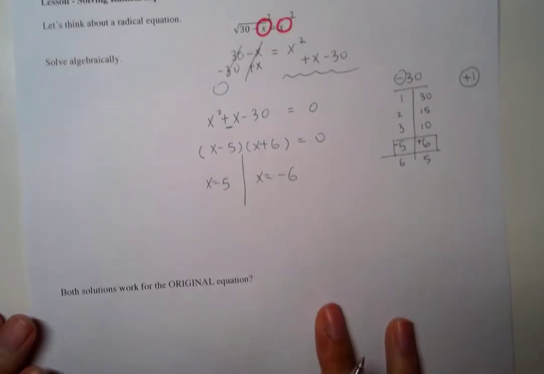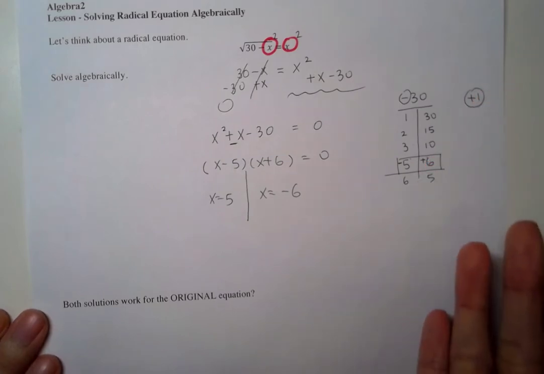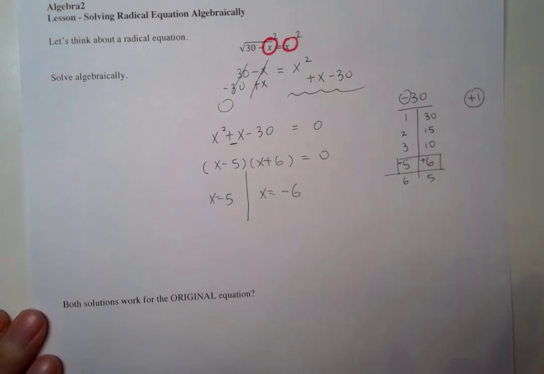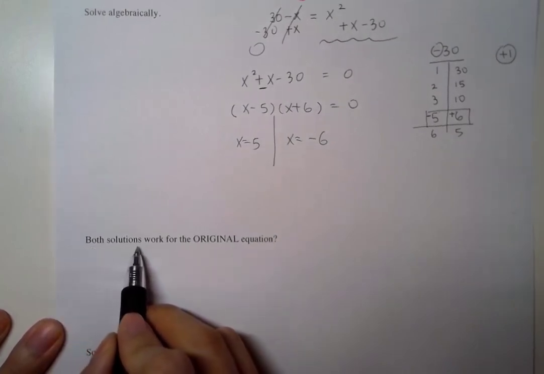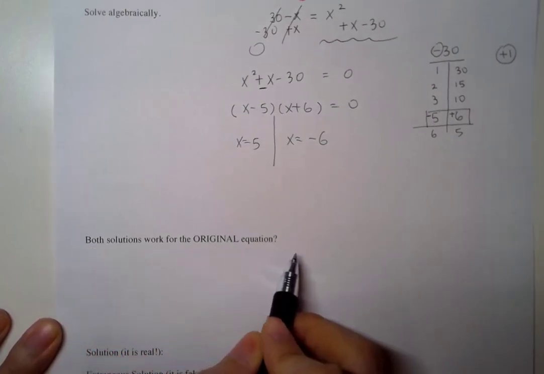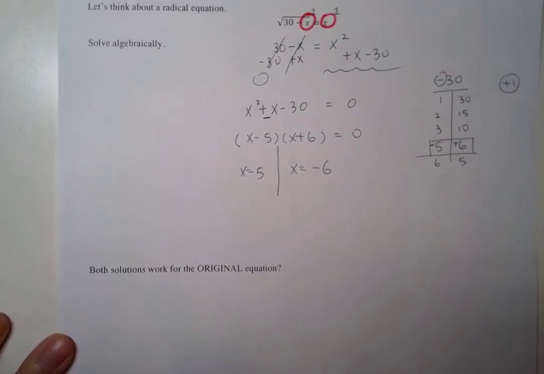If you just solve it like this, then what's the difference between a radical equation and a quadratic equation? There is something different, right? So let's see. It says both solutions work for the original equation. Because when it's a solution, you put it back, then that works, right? So we're checking that.